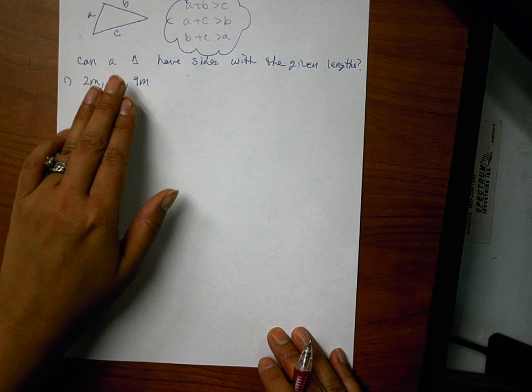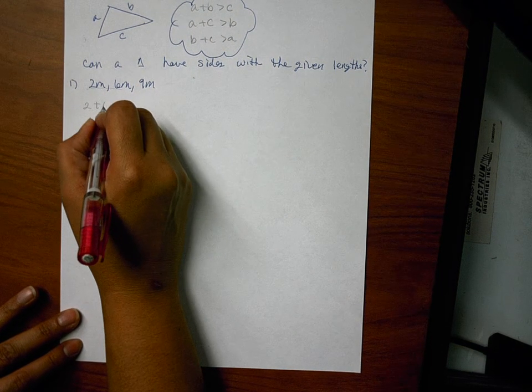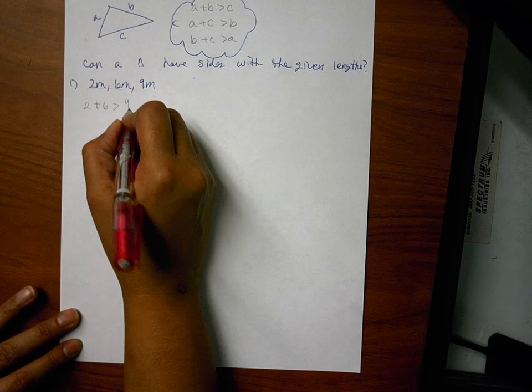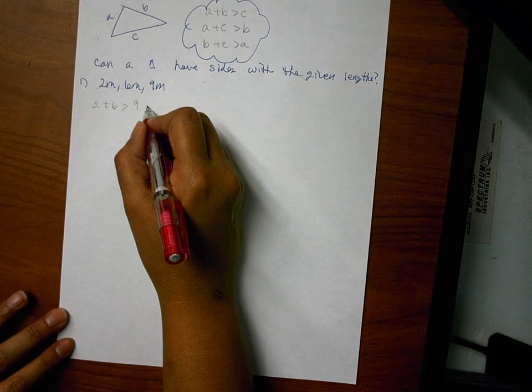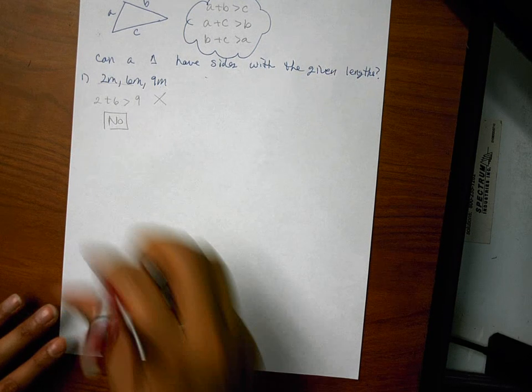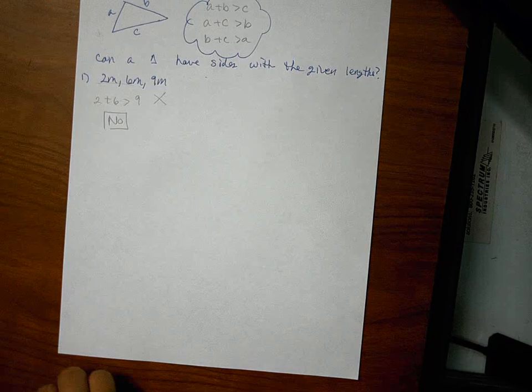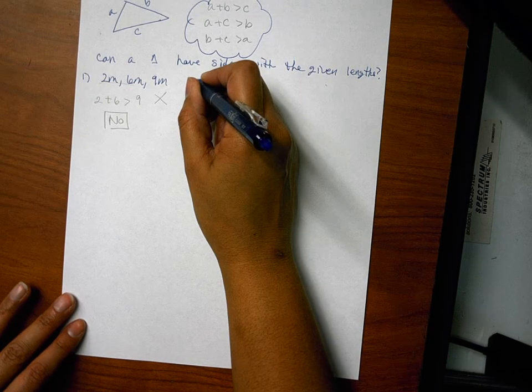Number one: 6 meters, 9 meters. And this is what you do. You just take two sides in order and add them together. I'm going to start with the first two. 2 plus 6 must be greater than the third. Is that true? 2 plus 6 is 8. 8 is not bigger than 9, so the answer is no.